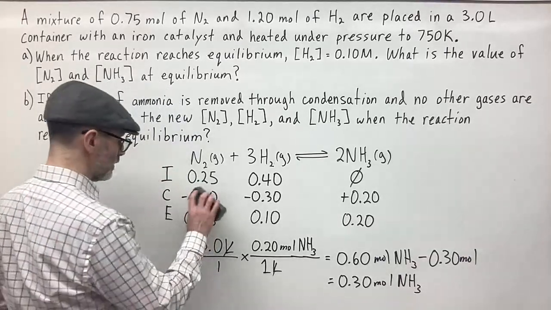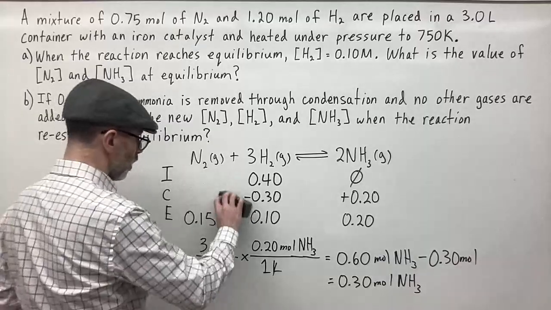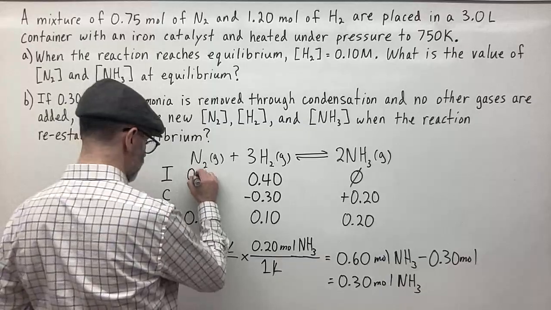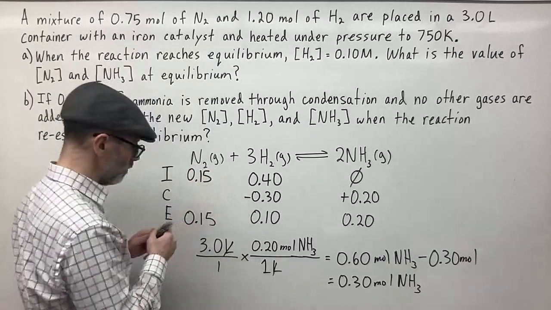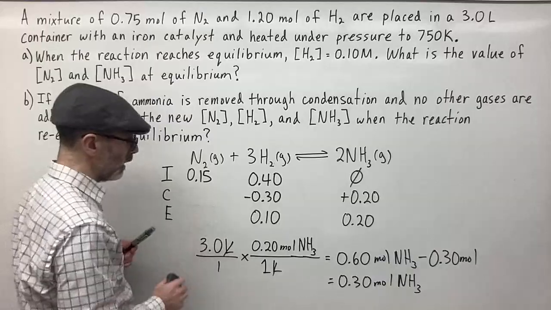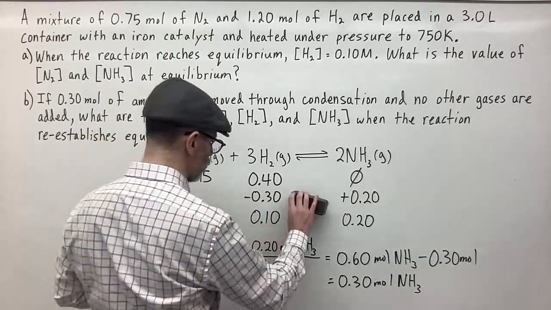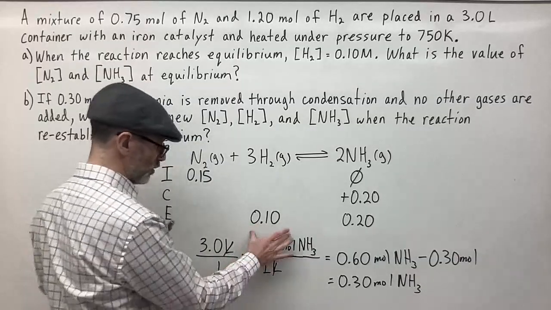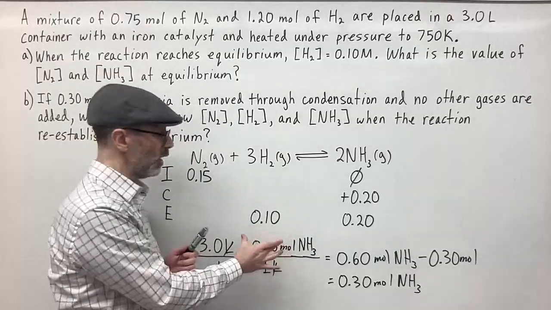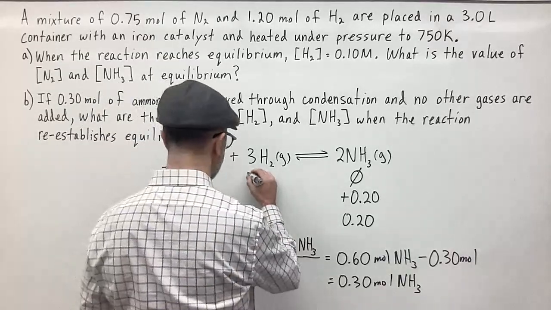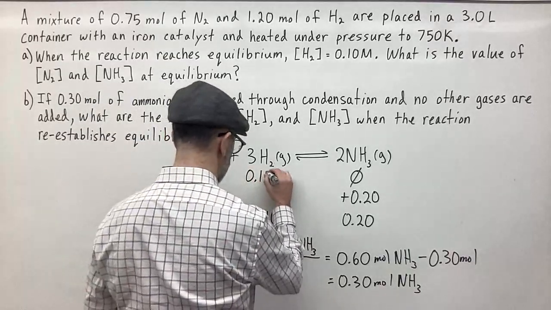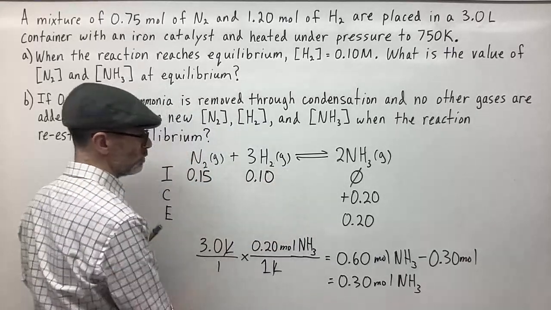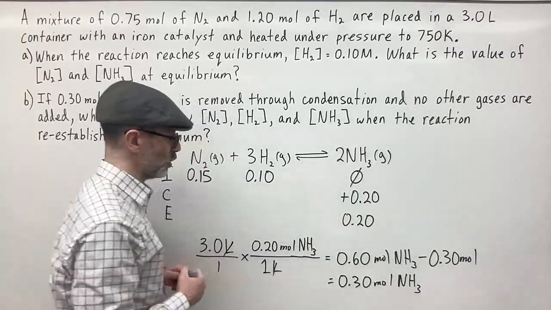So we're going to erase this. So we didn't change the N2, so that's going to start at a concentration of 0.15 molar. And we didn't change anything about the hydrogen, so that's going to start at the same concentration that we had at equilibrium. But remember, these two are no longer at equilibrium, so they're now going to be the initial concentrations. And again, the reason they're not at equilibrium anymore is because we changed the amount of NH3 here.